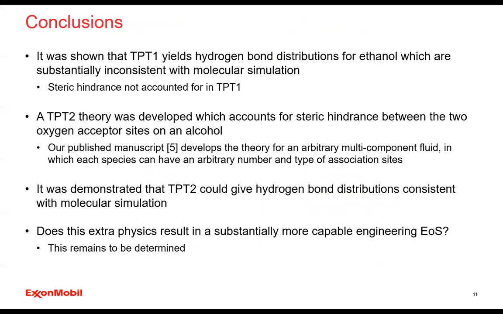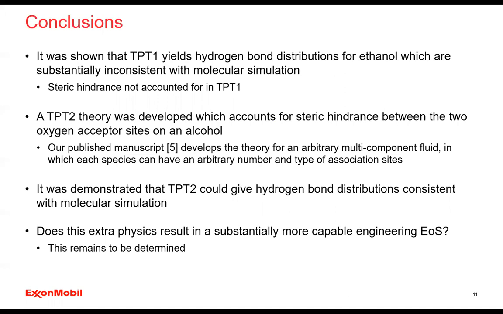So we were able to show that TPT1 yields hydrogen bonding distributions for ethanol which are inconsistent with molecular simulation data. We believe this is due to not accounting for steric hindrance in the TPT1 approach. We developed a TPT2 theory, which does account for the steric hindrance between the two oxygen sites on an alcohol. The general methodology we've developed, which you can see in the external manuscript, was developed for arbitrary multi-component fluids where each species can have an arbitrary number of association sites, but there is a limit that each species can exhibit at most one second order interaction. It was demonstrated that this new TPT2 theory gave hydrogen bond distributions consistent with molecular simulation.